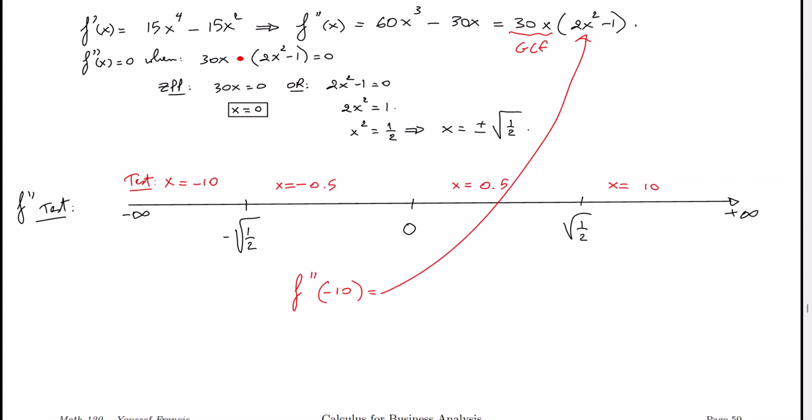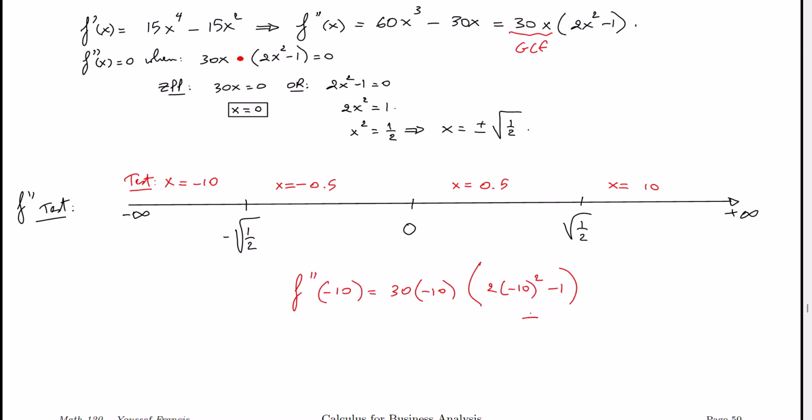I think it'll be a little bit easier for me right now here. So it's going to be 30 times negative 10 multiplied by 2 with negative 10 squared minus 1. By the way, negative 10 squared is going to be 100 positive. 2 times 100 is going to be 200, and 200 minus 1 will be 199.